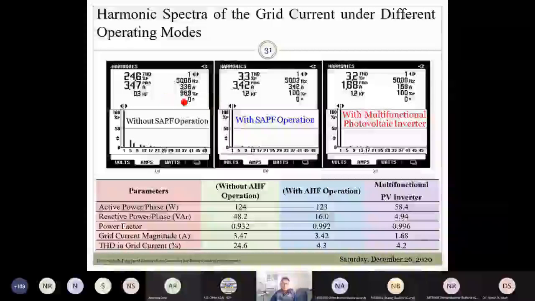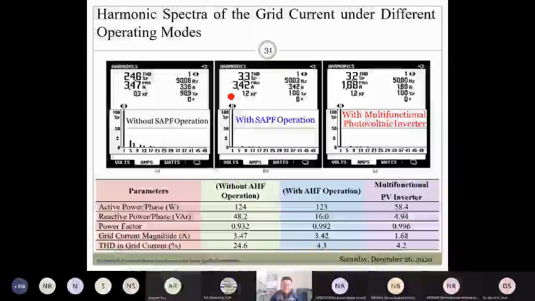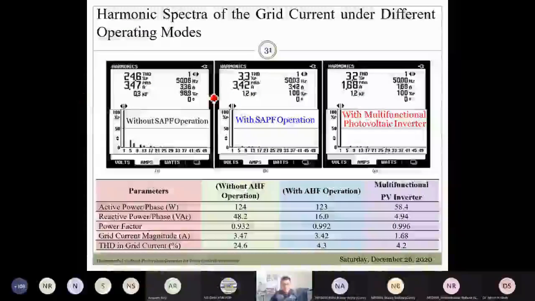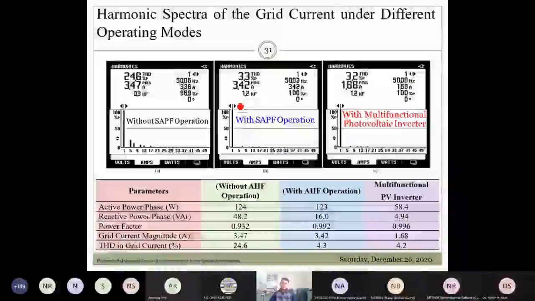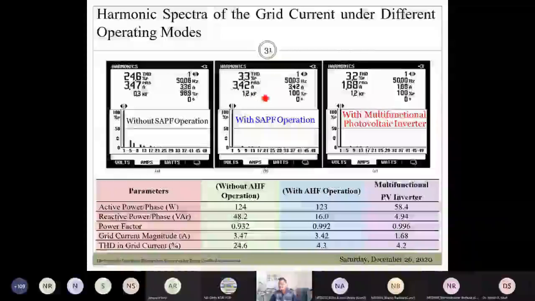Okay, see here you can see that there is no observable impact on the grid current magnitude. It is more or less the same. The grid current magnitude when the AHF is disabled was 3.47 ampere, and now it is 3.42. So there is no observable impact in the grid current magnitude.